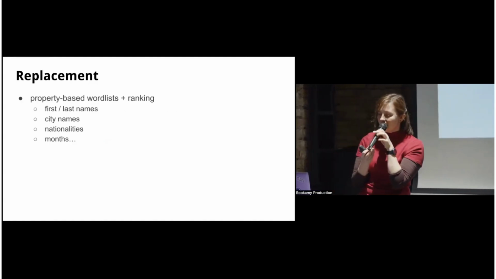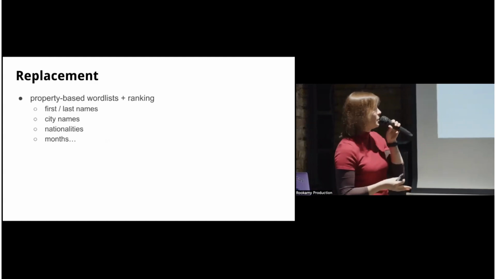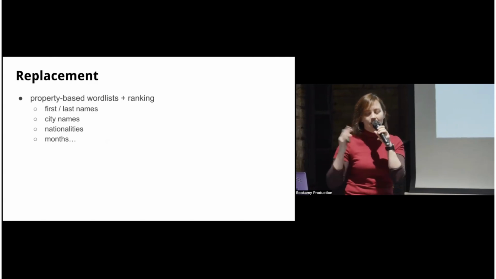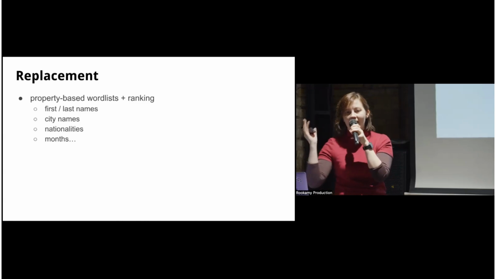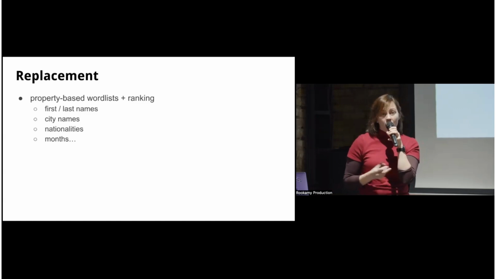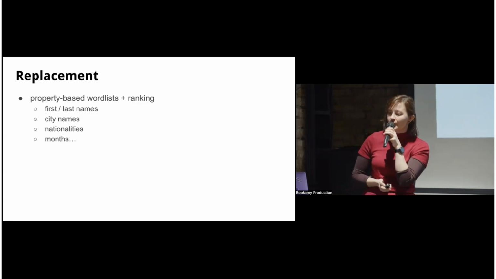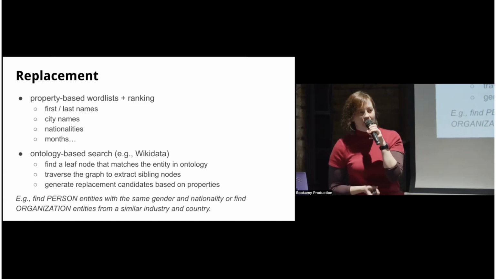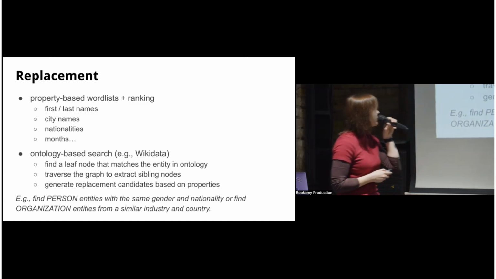Moving on. The most obvious way to do replacements is to have property-based word lists. So you would have a word list of first names, a word list of last names, a word list of nationalities, a word list of city names, and you would just randomly pick one. Or you could also improve it by having a smarter ranking system so that you don't have any bias. And we'll look at some examples later.